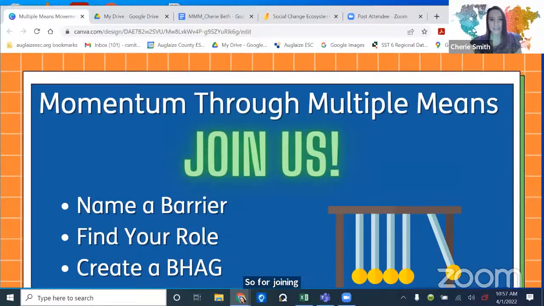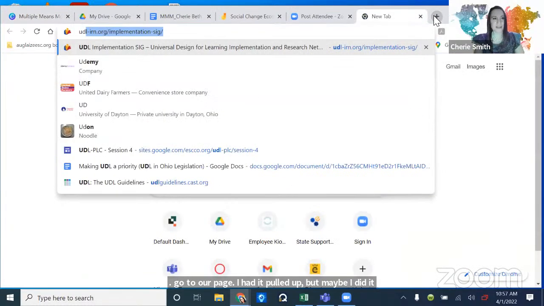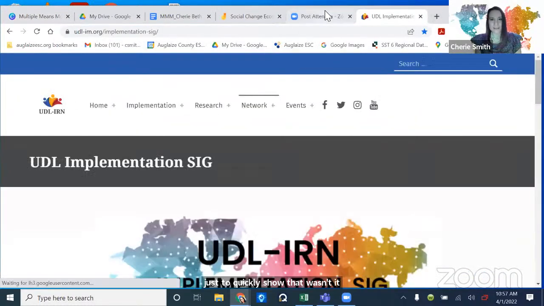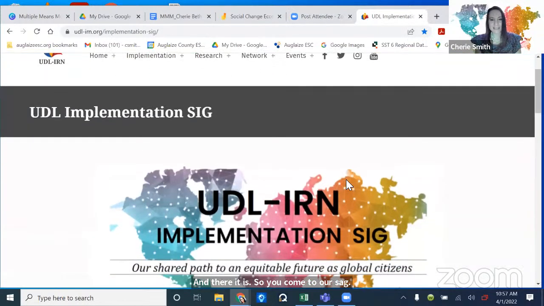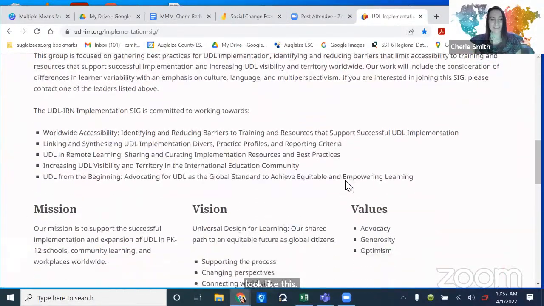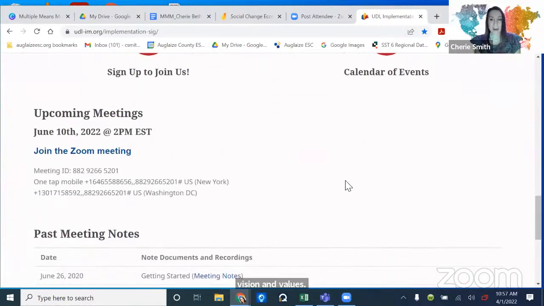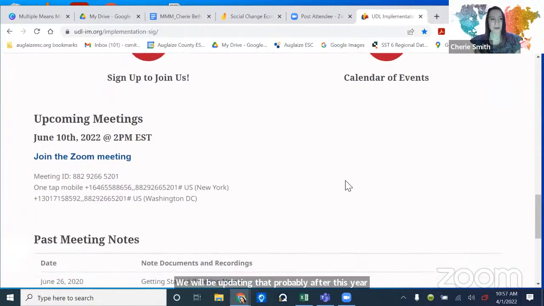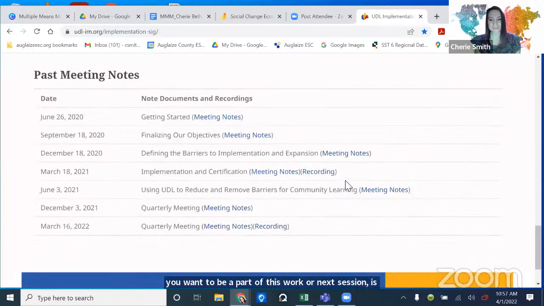I'm going to quickly, if I can, go to our page. I thought I had it pulled up, but maybe I didn't. Just to quickly show, oh, that wasn't it. UDL-IRN, there it is. So when you come to our SIG page, it should look like this. You'll recognize this map behind me. You'll see our mission, vision, and values. We will be updating that probably after this year. So if you want to be a part of this work, our next session is June 10th, and we invite all of you to attend.